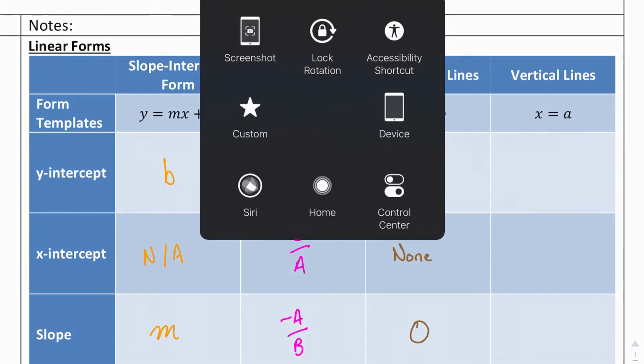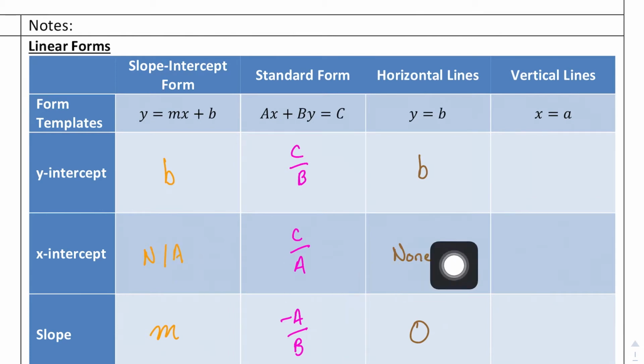And remember that none is not the same as not available here. So none means that this horizontal line, unless it is the x-axis, there isn't any. And then this is a 0. The slope of a horizontal line is 0.